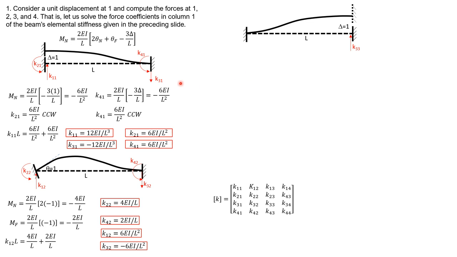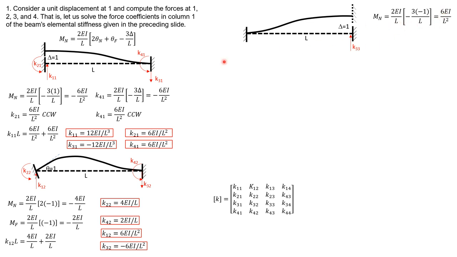So let's apply the formula here. We substitute delta equals negative 1 over L. These two are zeros. So 2EI over L times the quantity negative 3 times negative 1 over L is positive 6EI over L squared. Positive means clockwise by the slope deflection equation, but that clockwise moment is negative actually. So K43 therefore is 6EI over L squared.